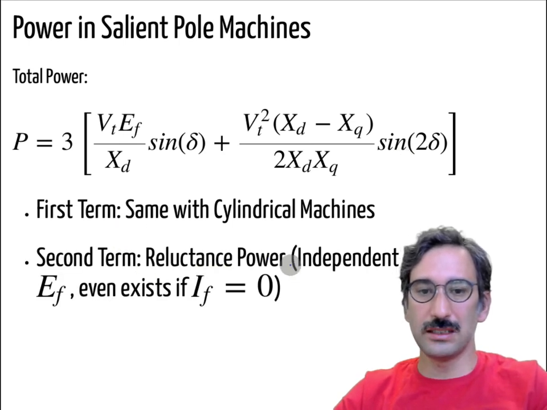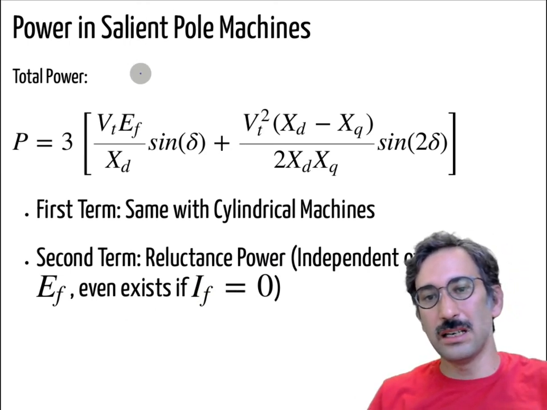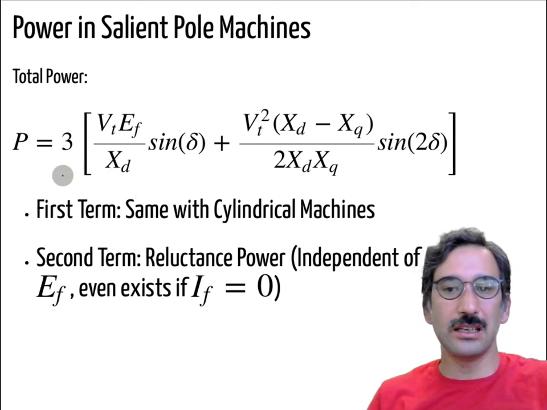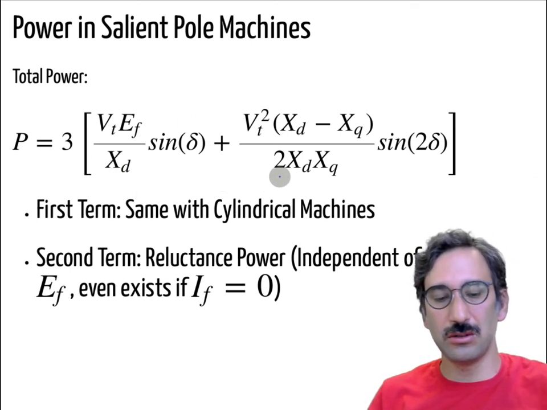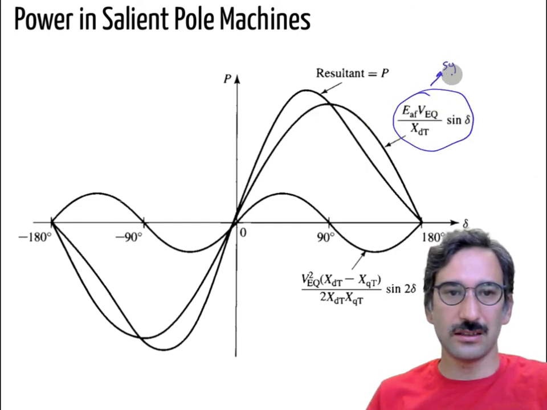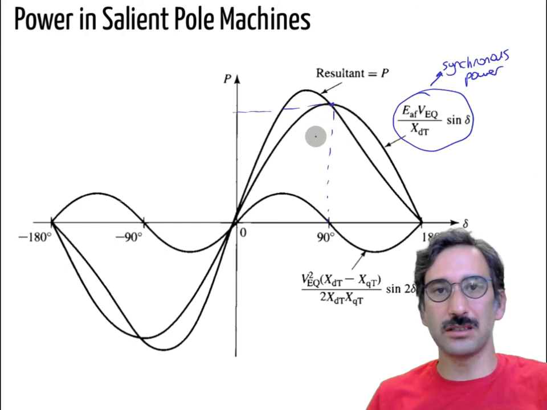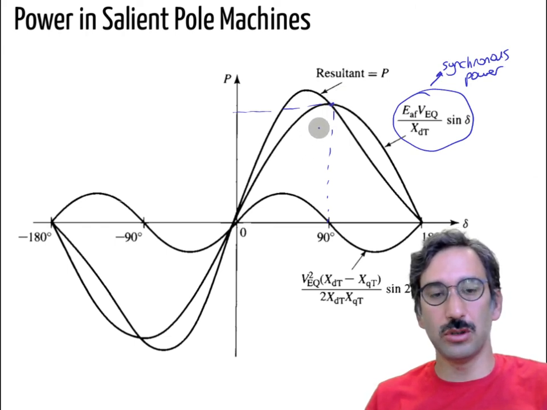And the second term is the reluctance power, and it is independent of EF, so it exists even if IF is zero. So if you divide everything by rotational speed, you find the torque, because all of them are rotating with the synchronous speed. So if you have a look at the first sinusoidal that we have here, this is the synchronous power. It is a sinusoid, and we have the maximum torque at 90 degrees. Remember, this was the maximum power or maximum torque point, the pull-out torque, and so on.